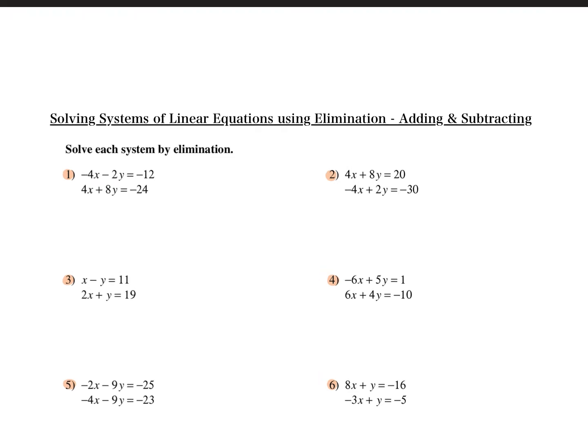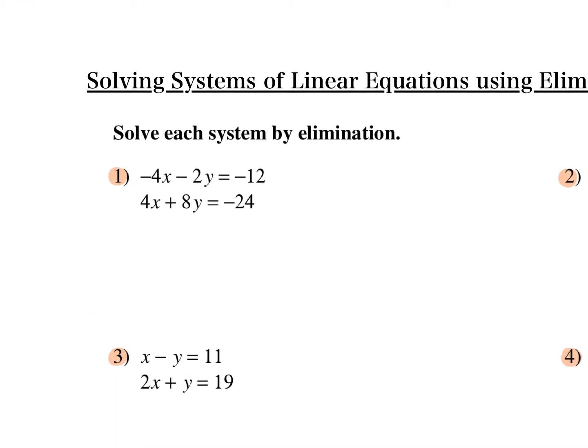If you look at number one, you have negative 4x minus 2y is equal to negative 12, as well as 4x plus 8y is equal to negative 24. Because your x values have opposite coefficients, the negative 4 and the positive 4, you can add these two equations, and those x values are going to cancel each other out. From there, you would just add the negative 2y plus the 8y, which is 6y, and the negative 12 plus the negative 24, which is negative 36.